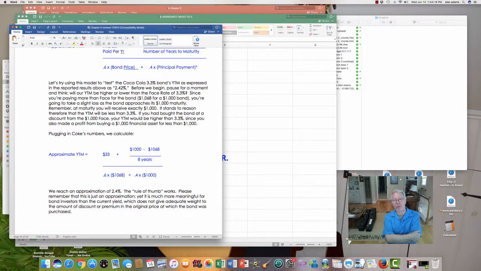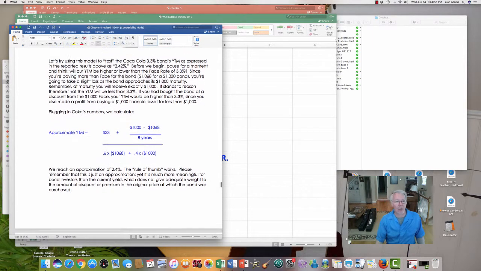We know that this bond, a $1,000 bond, was listed with a selling price of $1,068. That means you have to pay a slight premium for that bond, and paying a premium, paying more for something than its base value that you'll get when it matures, cuts into and reduces your overall yield. Therefore, it makes sense. If you have to pay a little bit more for this Coke bond, $1,068 for a $1,000 bond, it makes sense that your yield is not 3.3%, it's lower. We're going to prove that it's approximately 2.42% by using this approximation formula.